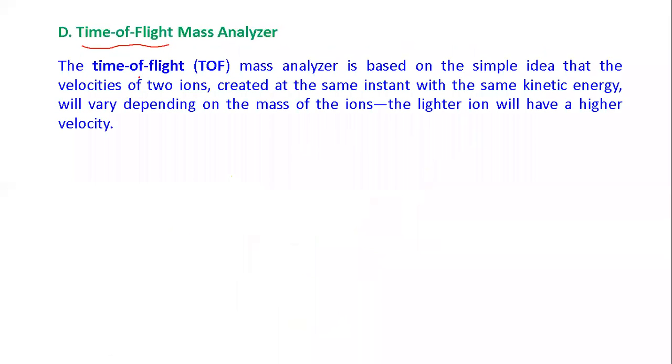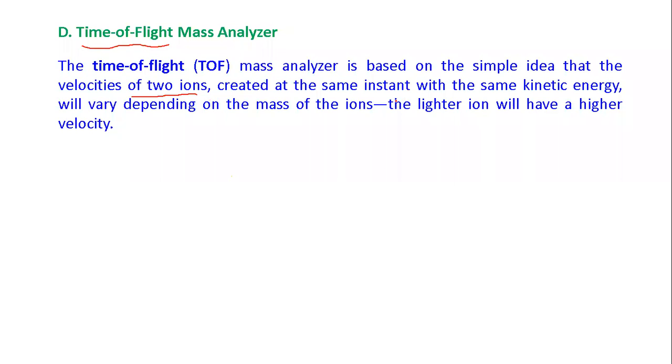Now let us look at the time of flight mass analyzer. This name itself is telling something related to the time of the ions during their movement, during their flight through the analyzer. Now, the time of flight mass analyzer is based on a simple idea, that is the velocity of the ions. So the velocity of different ions. Here I have just shown two ions, meaning you have higher and lower mass ions, M by Z, created at the same instant.